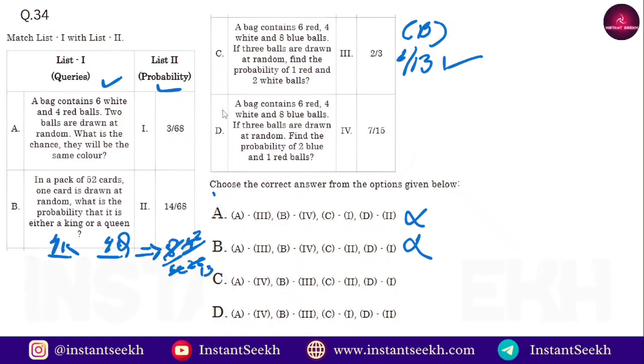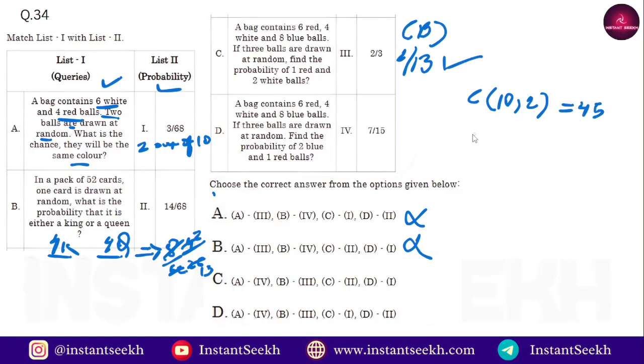Let's take the first one itself. A bag contains 6 white and 4 red balls. Two balls are drawn at random. What is the chance they will be the same color? The total number of ways to take 2 out of 10 balls is C(10,2). If you calculate this, you will get 45.